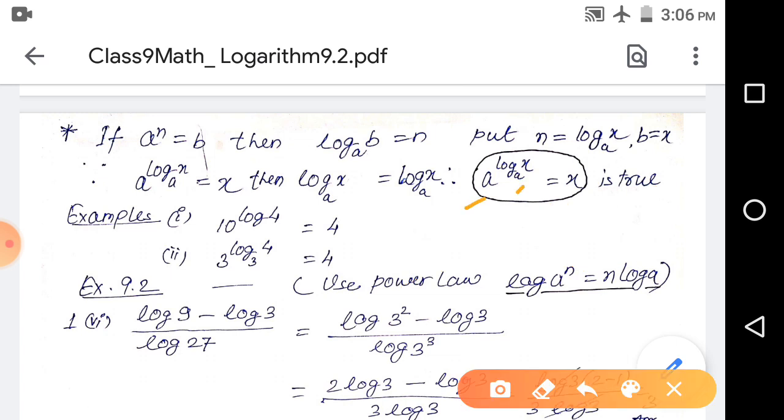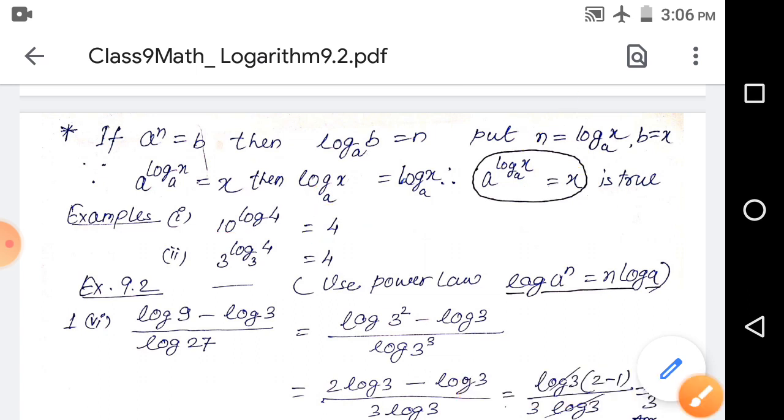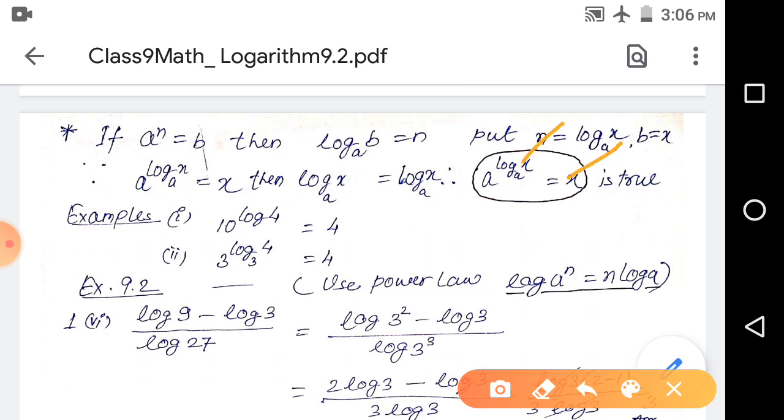So if we have the condition a to the power log a x, then it is equal to x. The same thing we are using here, 10 to the power log base 10 of 4. The base and this part are the same, so you can write this one as 4, whatever is here as the x. So here it is 4. Now see this one, we have 3 to the power log base 3 of 4. The bases are the same, so this base 3 is the same as this 3, so we can write this one as 4. Clear?